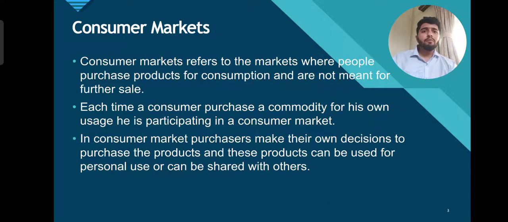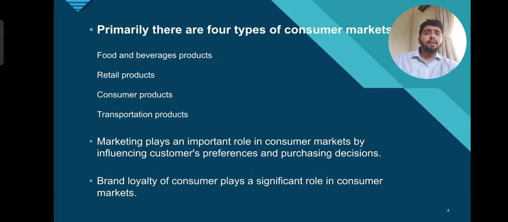Consumer market refers to the market where people purchase products for consumption and not for future sales. Each time a consumer purchases a commodity for his own use, he is participating in a consumer market. In the consumer market, purchasers make their own decision to purchase the product, and this product can be used for personal use or can be shared with others. Primarily there are four types of consumer market: food and beverage products, retail products, consumer products, and the fourth one is transportation products.